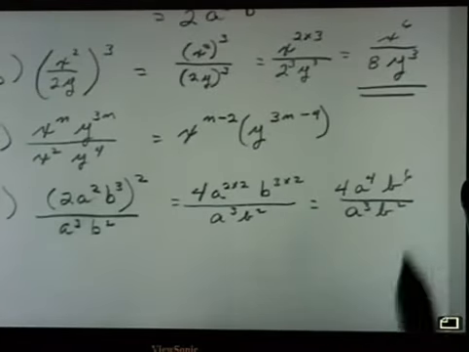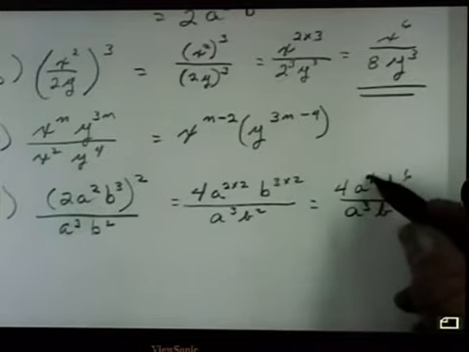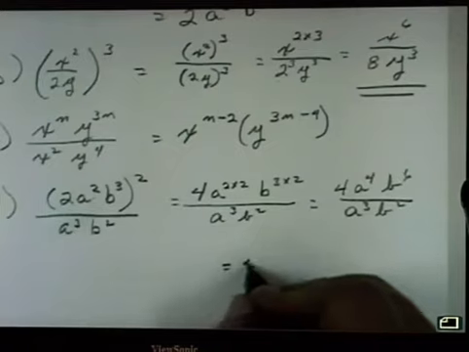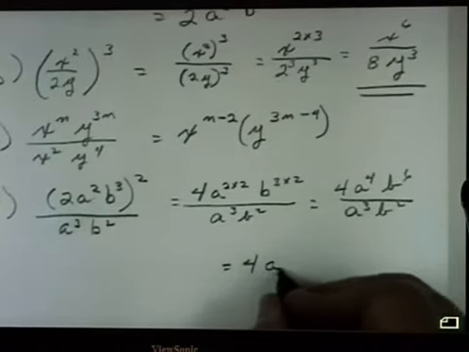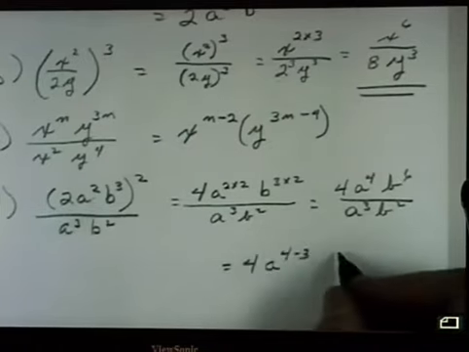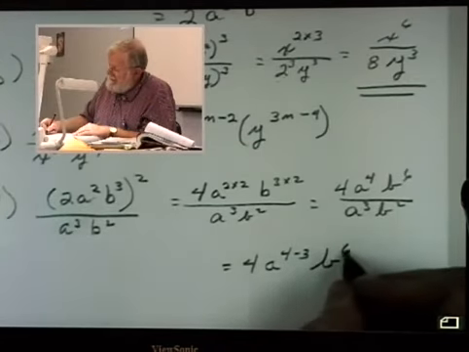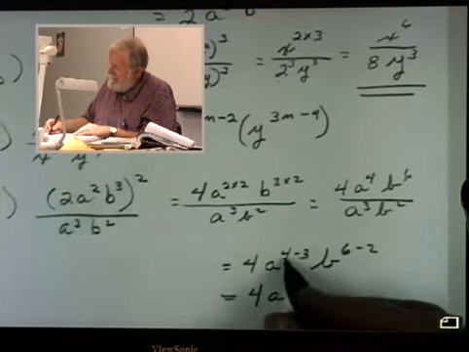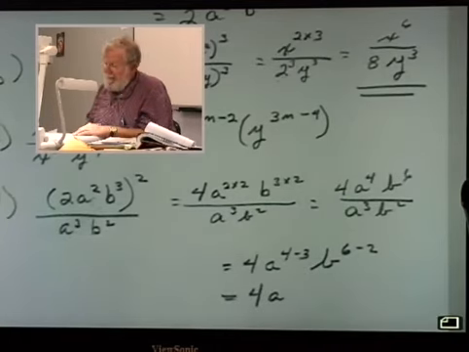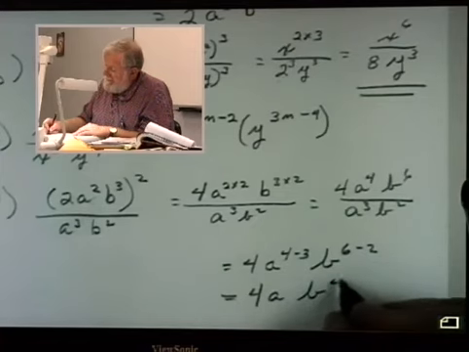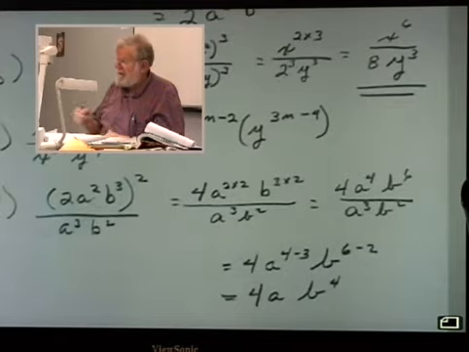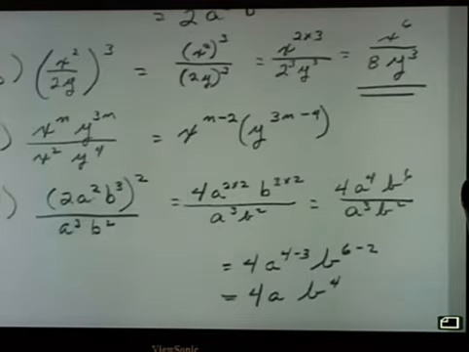So the next step is to subtract exponents of the common base. So this is going to be 4 times a to the 4 minus 3 times b to the 6 minus 2. That's 4a, because 4 minus 3 is just 1. And b to the 6 minus 2 is 4. So the answer is 4ab to the 4th power. That's the end of example 2.